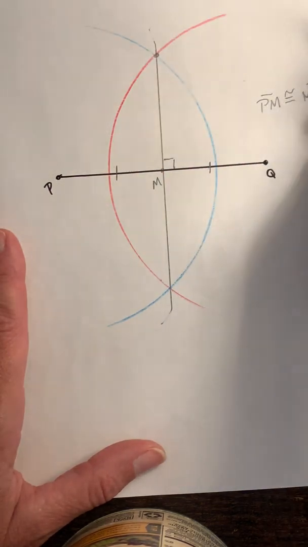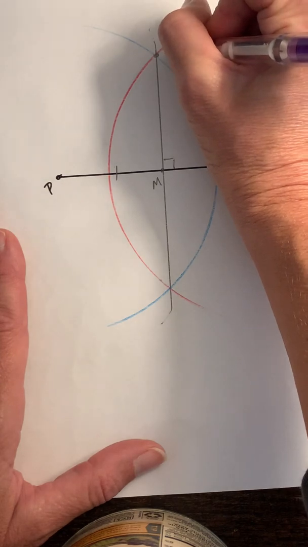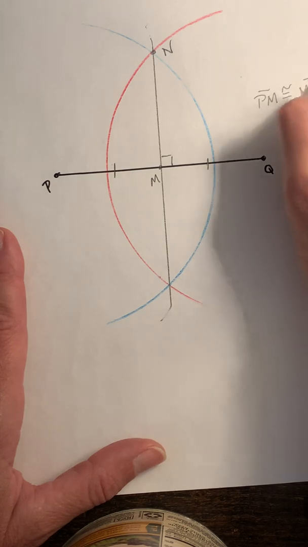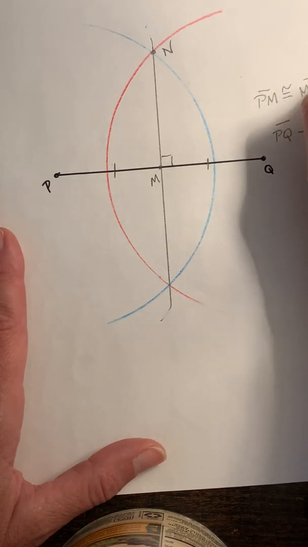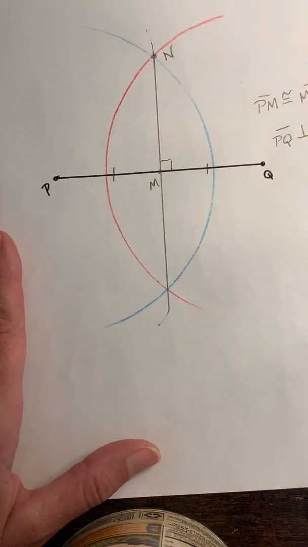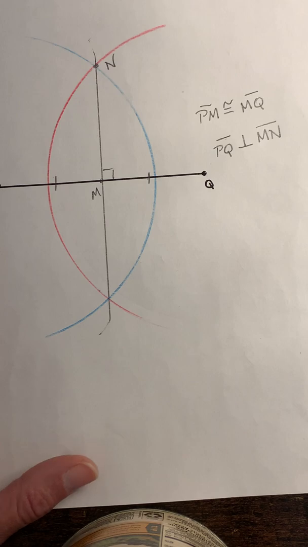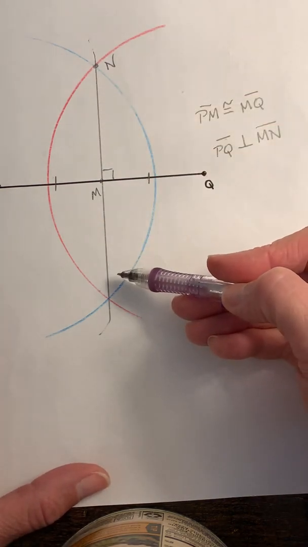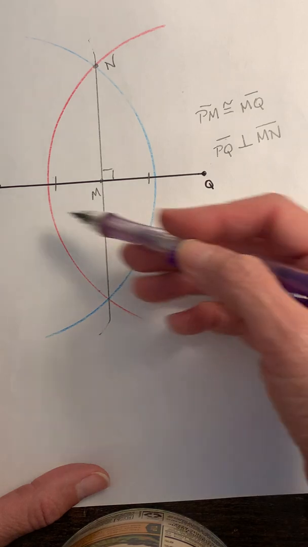If we put another point up here like N, we could now say that segment PQ is perpendicular to segment MN. So that is how we would do proper notation to show that we had just constructed the perpendicular bisector of PQ.